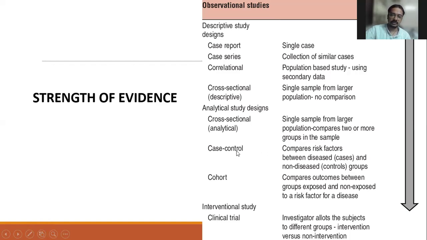In case control studies, we have two groups: one is the case group and the other is the control group. The disease is compared between the two groups for the risk factor and the associations. The cohort study compares outcomes between the groups exposed and non-exposed to a risk factor of a disease.